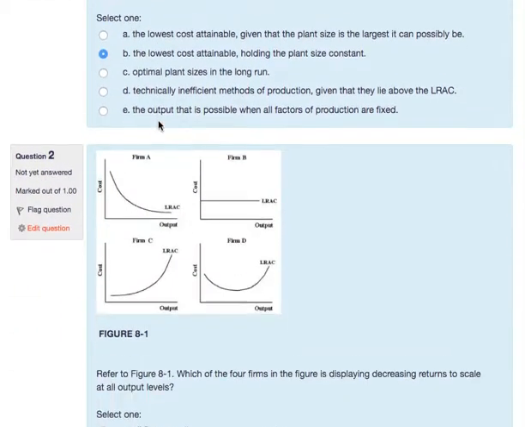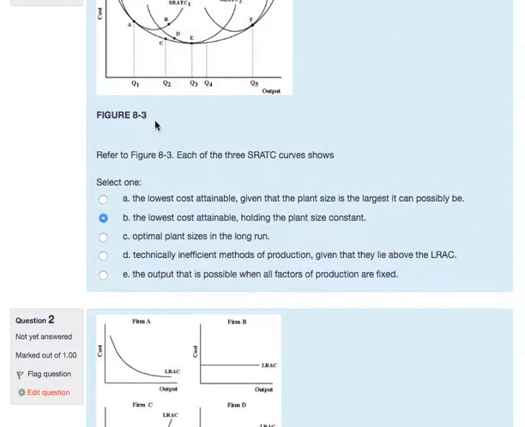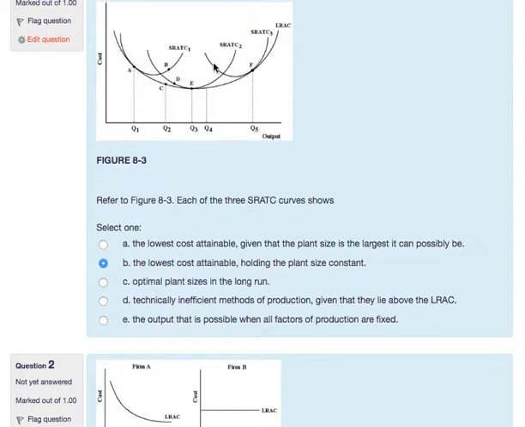All right. So refer to figure 8.1. Which of the four firms in the figure is displaying decreasing returns to scale at all output levels? So if we go back to this other figure here, we would often separate this LRAC curve into three segments. One downward sloping segment, if I disregard all the SRATCs. One segment that was flat. This one's not really clean on that. And one upward sloping segment.